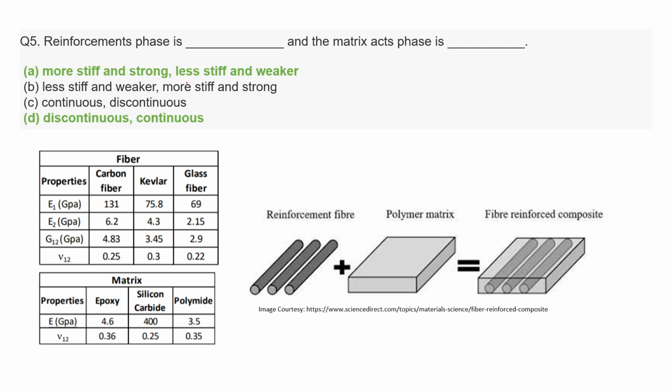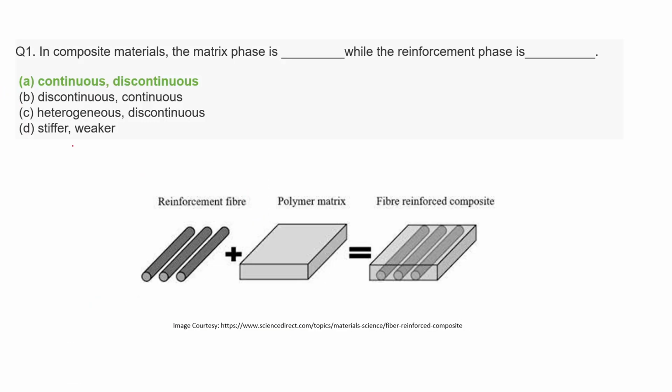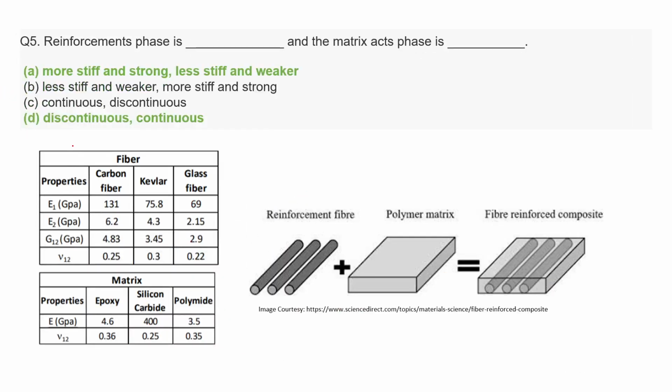The next question is, reinforcement's phase is dash and the matrix phase is dash. So the options are A, more stiff and strong, comma less stiff and weaker. B, less stiff and weaker, comma more stiff and strong. Option C, continuous, comma discontinuous, and option D, discontinuous, comma continuous. So about the discontinuous and continuous, I think we have already discussed in the first question. So from that we already know that the reinforcement phases are discontinuous and the polymer matrix phase is continuous. So this will be one of the answers.